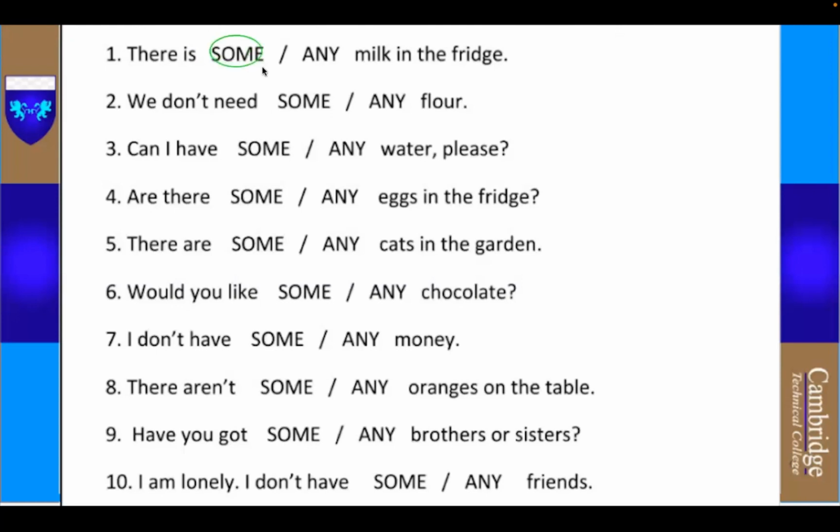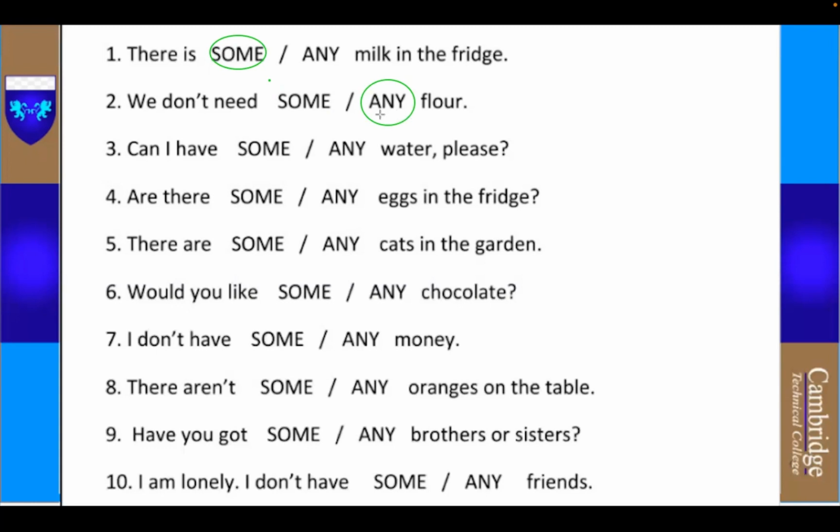The first one is some. Number 2, we don't have some flour or any flour. What do you think? Some. We don't need any flour. Any. The answer here is any. So any, I'll tell you the rule. In general, we use it for questions or for negatives. I'll explain the rule later on, and I'll send you the rule later on.